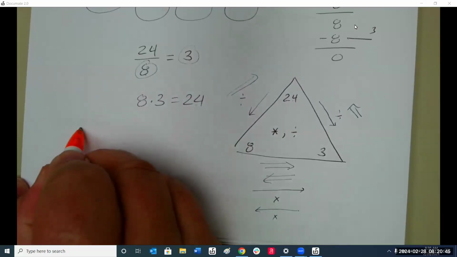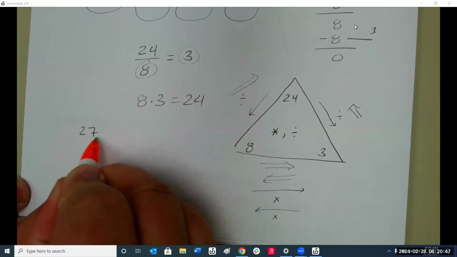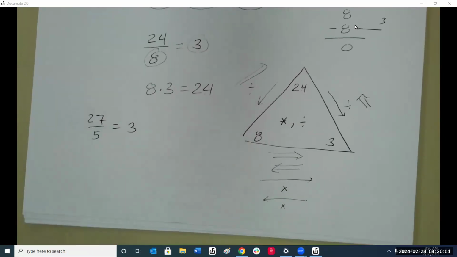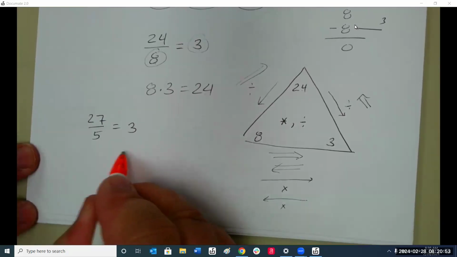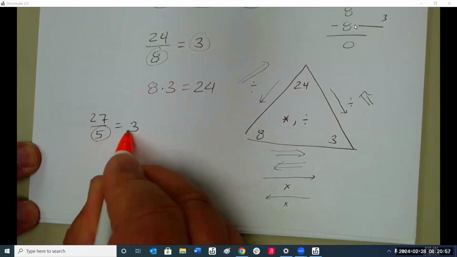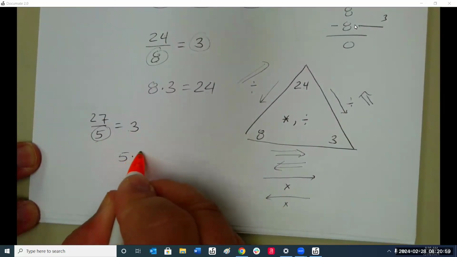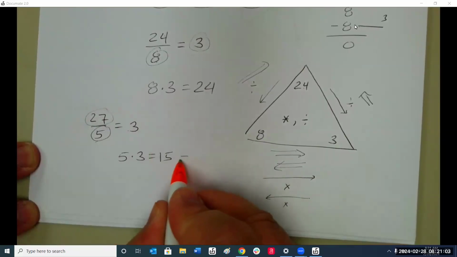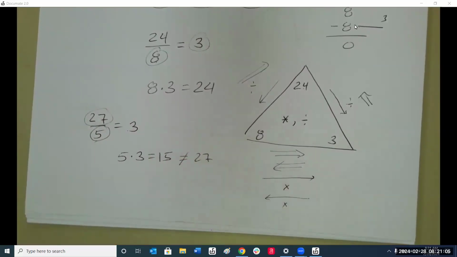So is that true? Well, we'll try it out. 5 times 3 equals 15. Does that equal 27? No. This is one thing that a lot of teachers don't stress when it comes to mathematics.